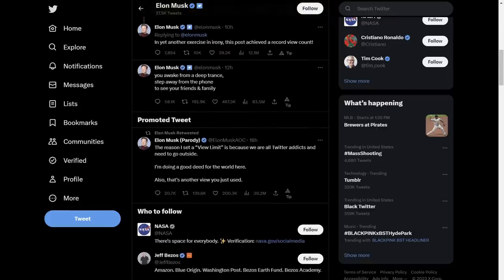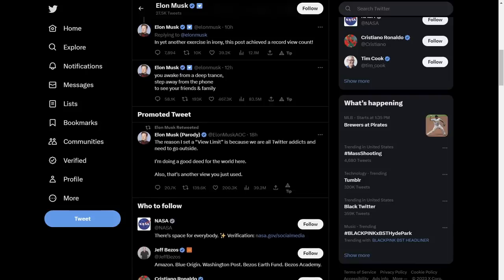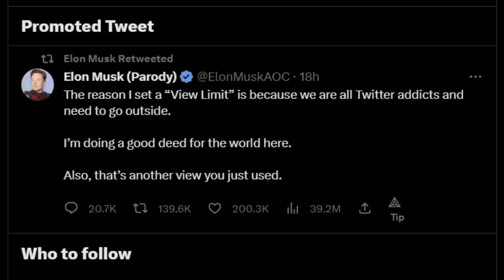Now, if we actually take a look at his tweet timeline here, we can get an idea of why these forced logins are being required, or at least this is one of the excuses that Elon seems to be going with, since it's something he retweeted from a parody account. The reason I set a view limit is because we are all Twitter addicts and we need to go outside. I'm doing a good deed for the world here, and that's another view that you just used.